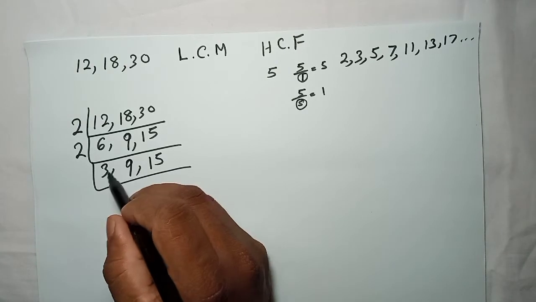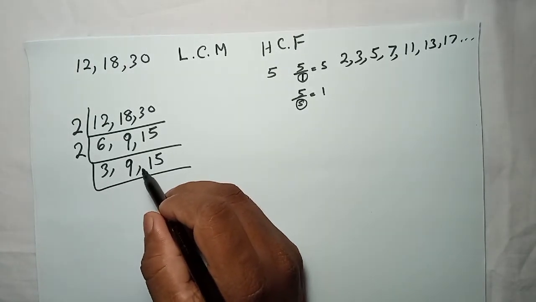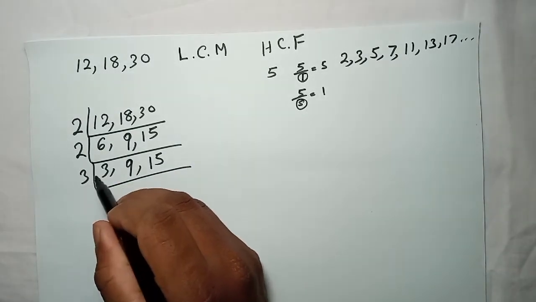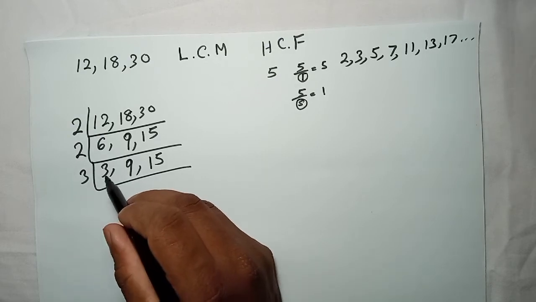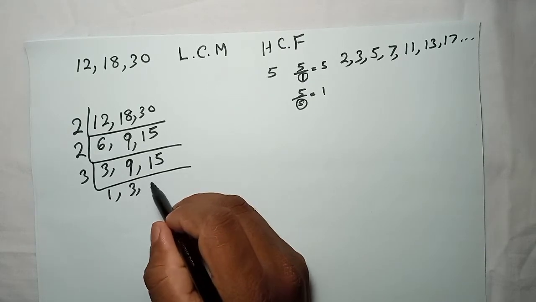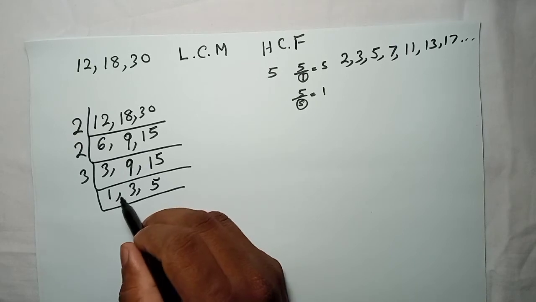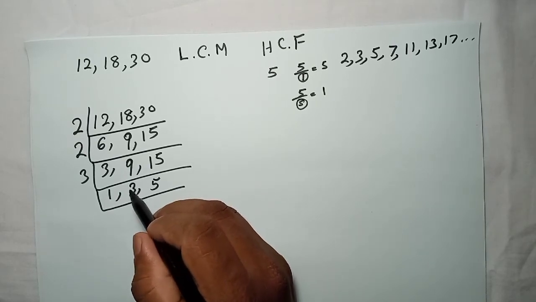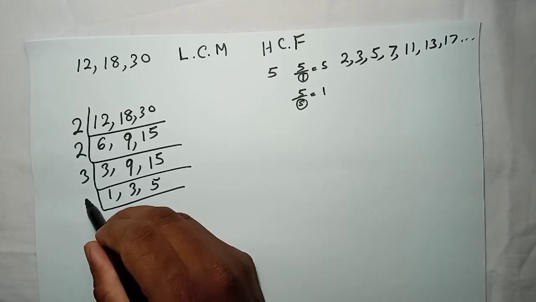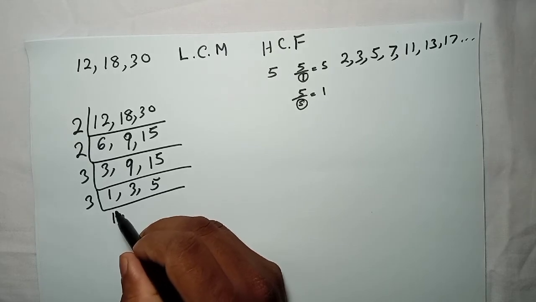Then again when we consider any number here, you can't divide by 2. So go to the next prime number. The next prime number is 3. So divide by 3. When you divide by 3 here, how many 3s are there in 3? 1. How many 3s are there in 9? 3. How many 3s are there in 15? 5. Right? Again, you can divide by 3 because you have one number here. If you have at least one number, you should divide. Okay, now 1 is here, so bring it down, you can't divide that.